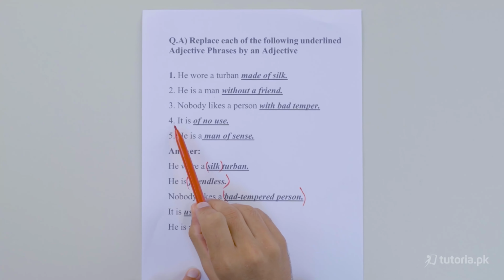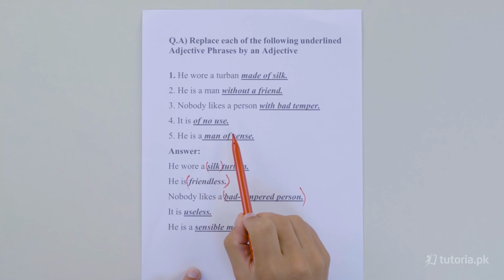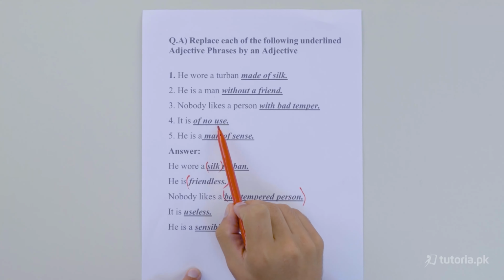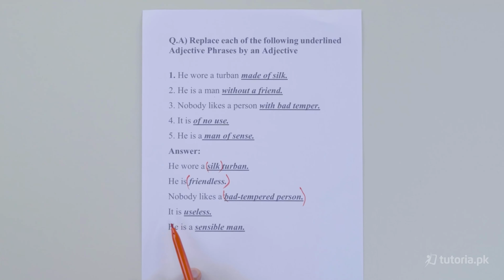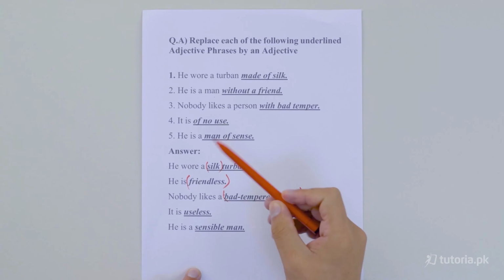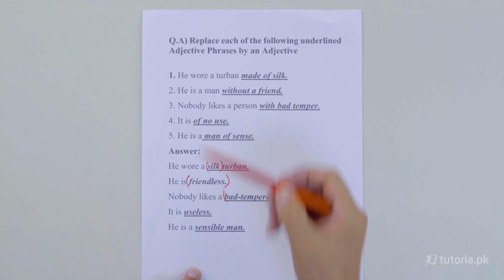Now here the fourth is: It is of no use. 'Of no use' here is an adjective phrase, so we can convert it easily in this way: it is useless. Useless is a single adjective for 'of no use'.